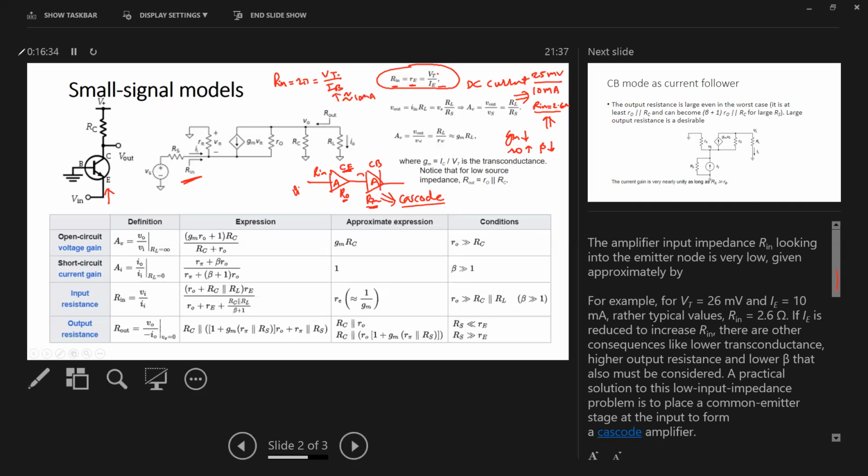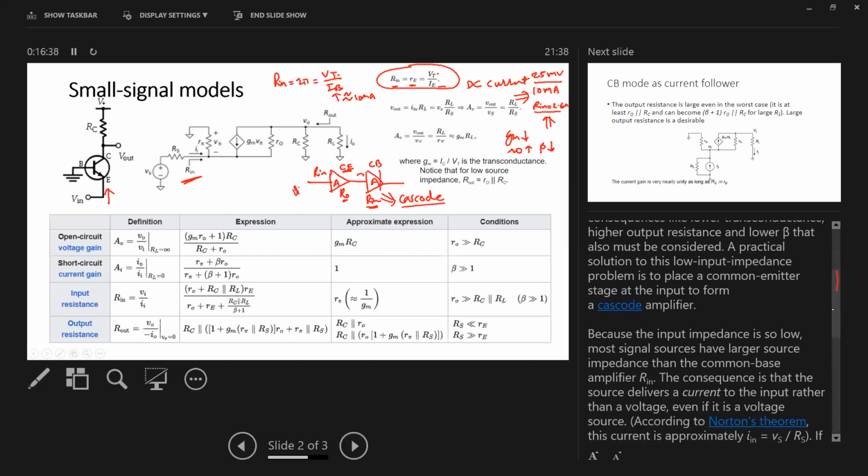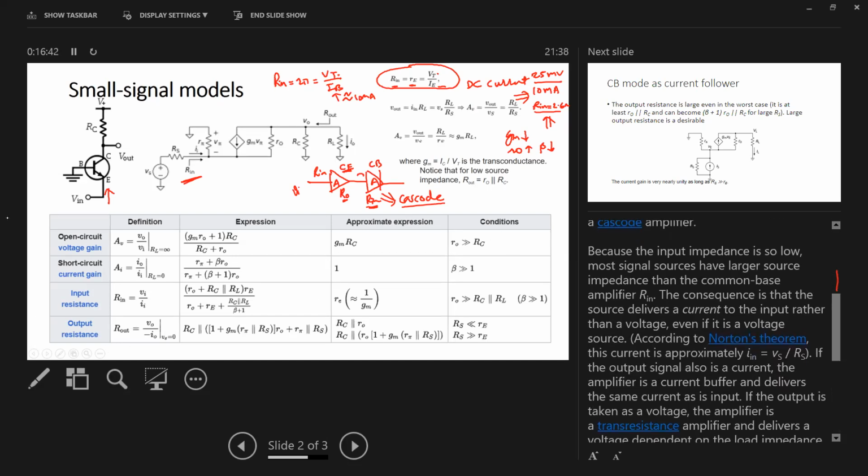Okay, so we continue to talk about that. Since the input impedance is lower, most signal sources have a larger source impedance than the common base amplifier's input impedance. As you can see right here, your common base equivalent circuit, or the model, is being driven by this external signal source with the value Vs, and it has its own impedance Rs. So usually Rs is greater than Rin. Rin is very small. We just saw that it is 2.6 ohm for given values of Vt and the DC emitter current. So your Rs is usually 10 ohm, which is greater than 2.6 ohm, right?